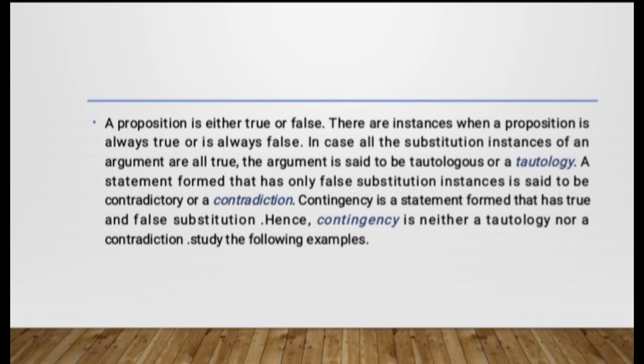A proposition is either true or false. There are instances when a proposition is always true or always false. In case all the substitution instances of an argument are true, the argument is said to be a tautology. A statement form that has only false substitution instances is said to be contradictory, or a contradiction. Contingency is a statement form that has true and false substitution instances. Hence, contingency is neither a tautology nor a contradiction.